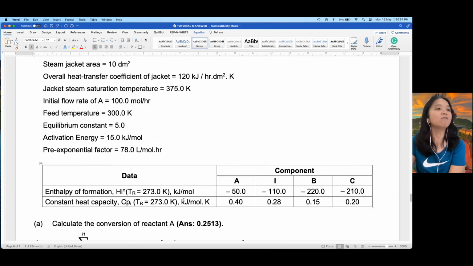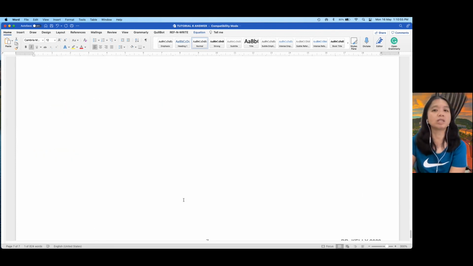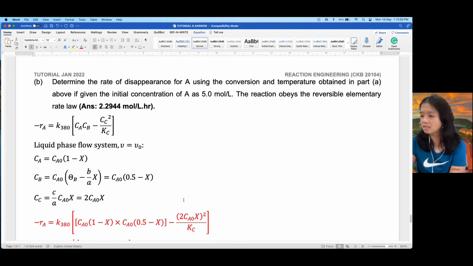Question 4, I will leave as homework for you. As always, the questions are in the VLE and Teams, and the final answer is already given, so you can solve this by yourself. Please try to attempt question number 4 to test your understanding. If you can solve question number 4, it should not be a problem for you to understand tutorial chapter 6. So that's all for tutorial chapter 6. Okay, thank you everyone.